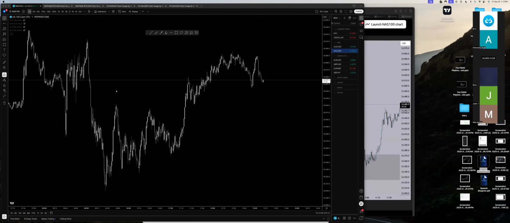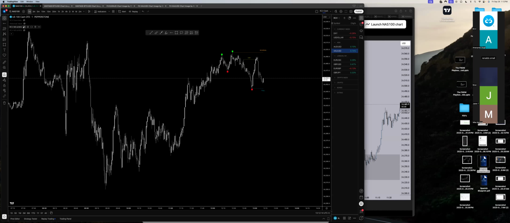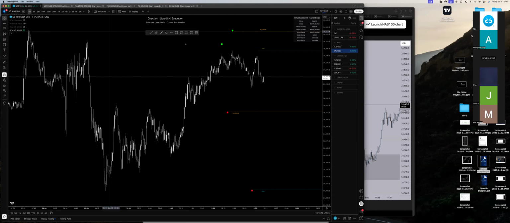Any more questions, guys? Anything else? I'm still working on my indicator too. I'm trying to add something really cool. These points are messed up, but I'm trying to add this to my main one. You guys can see the structural level, current bias, stuff like that. Maybe make it a little bit bigger.